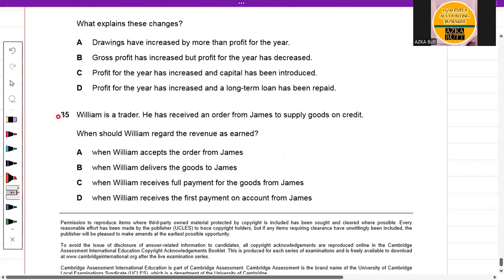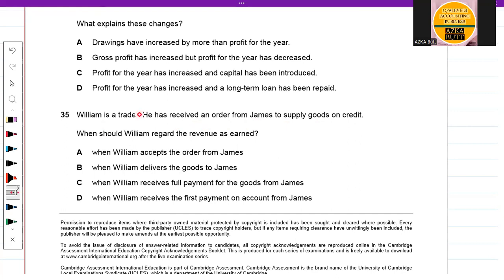First of all, I have a question that William is a trader and he has received an order from James. So it means that James is the customer of William to supply goods on credit. Basically James is the credit customer.